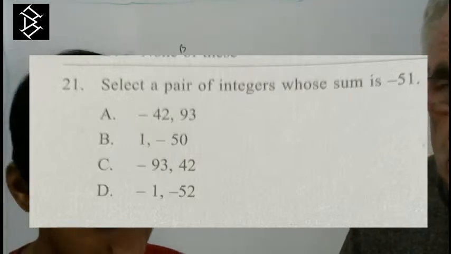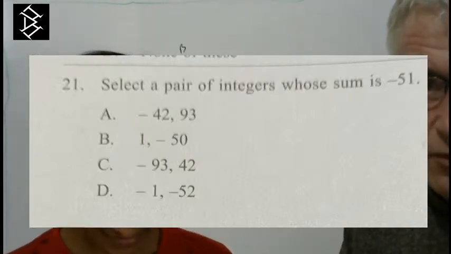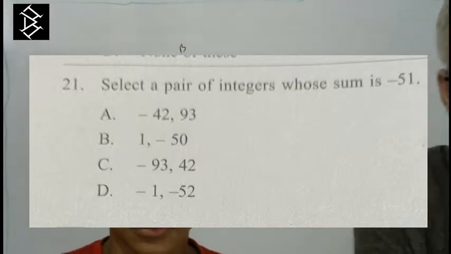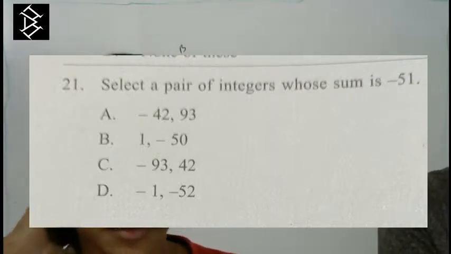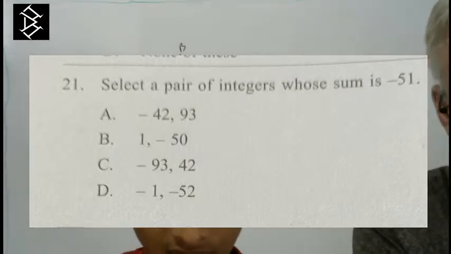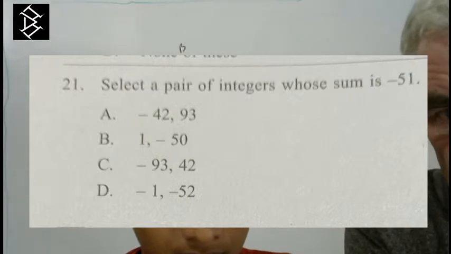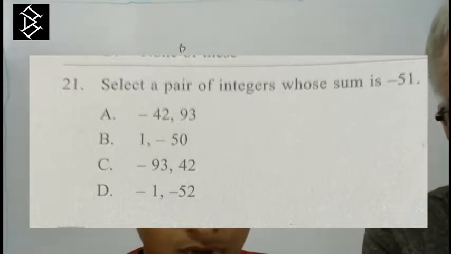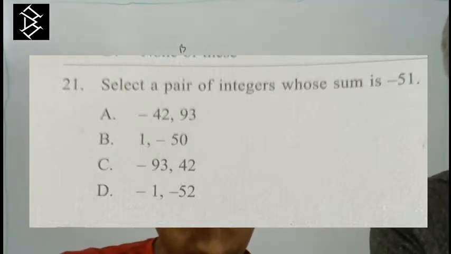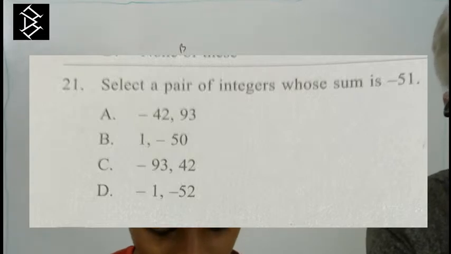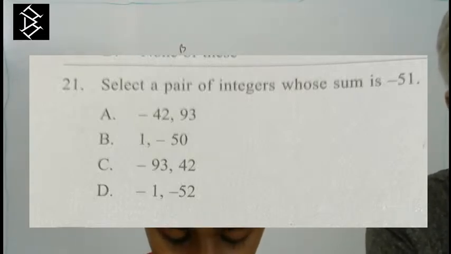Question 21. Select a pair of integers whose sum is minus 51. Well, we're not going to help you with that. That's far, far too easy, isn't it? So looking at option A only, minus 42 and plus 93. Sign from the biggest number. So option A is the correct answer. No, it's not, because the sum of that, sorry, we're wrong. It's 51, isn't it? So, no. Minus 93 plus.